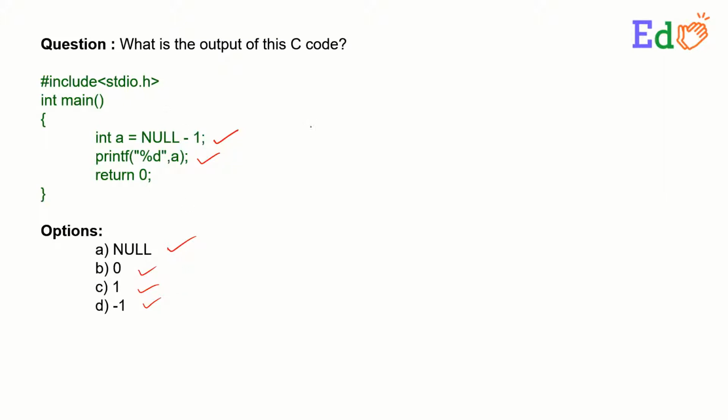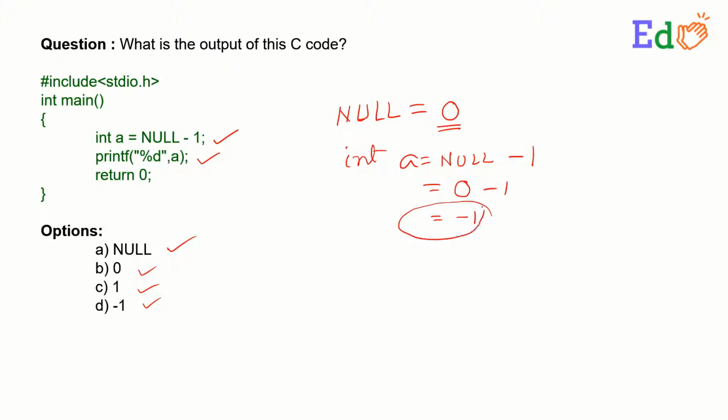So we have to know what the meaning of null is, or what the value of null is. If you write null in capital letters and use it in numerical operations, then it is considered as 0. So here, int a equal to null minus 1. What will be happening? It is considered as 0 minus 1, which equals minus 1. So a will be considered as minus 1.